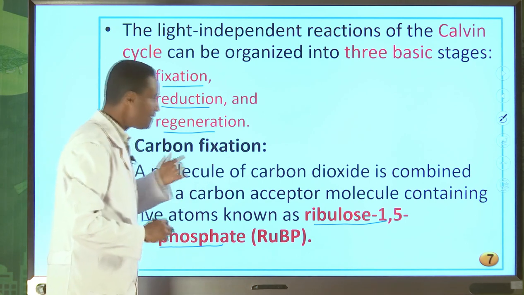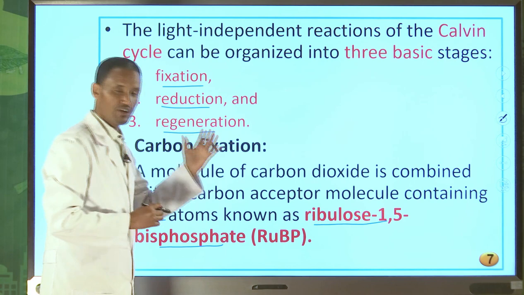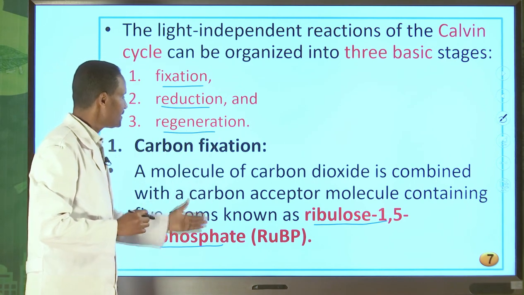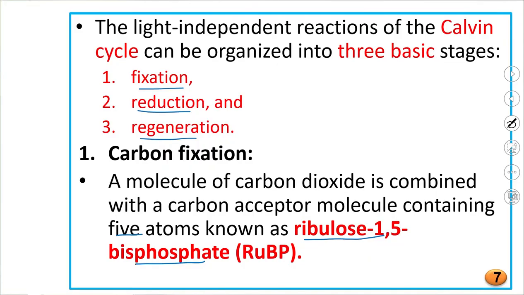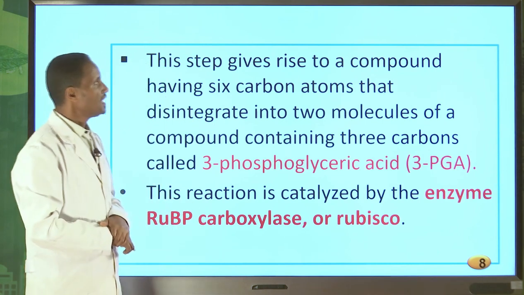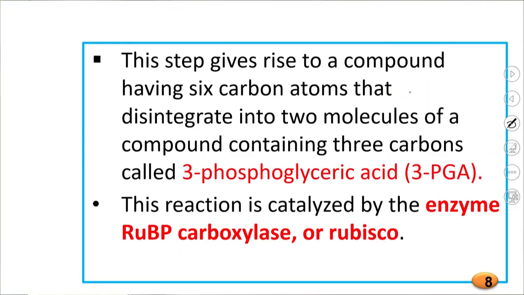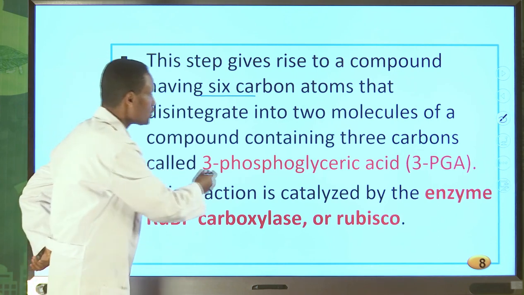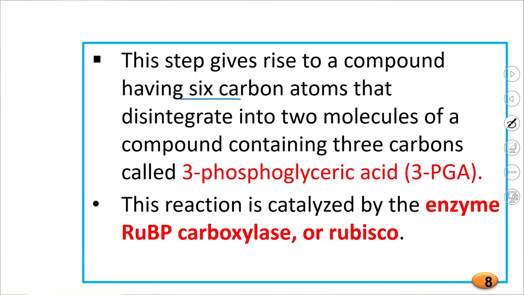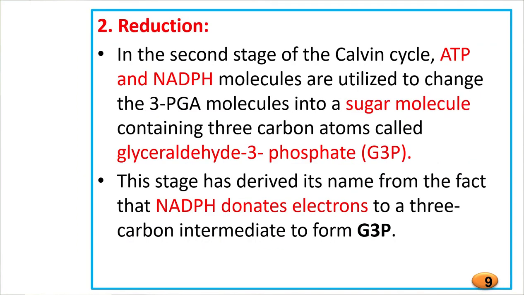In carbon fixation, one molecule of carbon dioxide is accepted by ribulose 1,5-bisphosphate. This process is called carbon fixation. This step gives rise to a compound having 6 carbon atoms, which disintegrates into 2 molecules of a compound containing 3 carbons, 3-phosphoglyceric acid. This reaction is catalyzed by the enzyme ribulose bisphosphate carboxylase, or simply Rubisco.